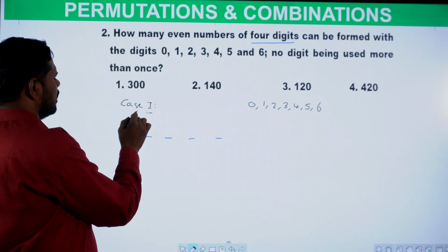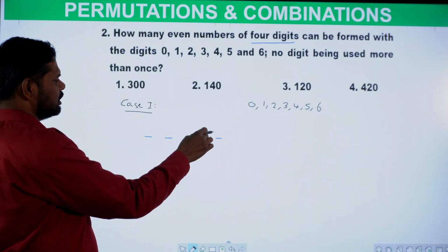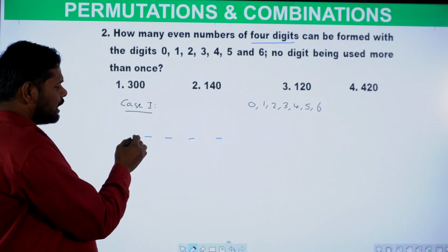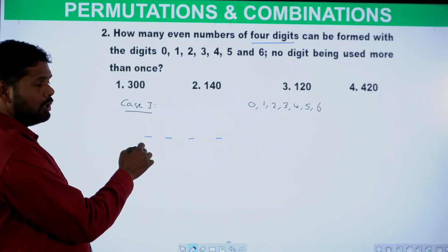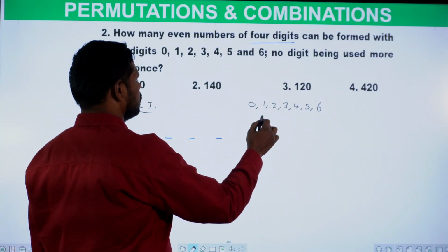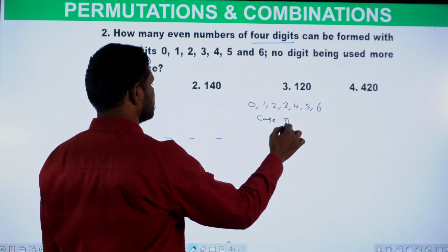Why? Because it is not possible. Suppose it ends with 0, that is one case. If it does not end with 0, again we are not going to start with 0, because then it becomes a 3-digit number. That's why I am taking two cases and solving each.